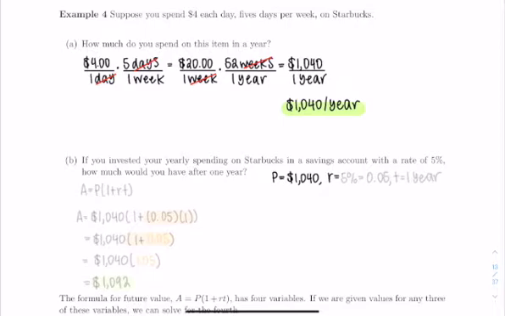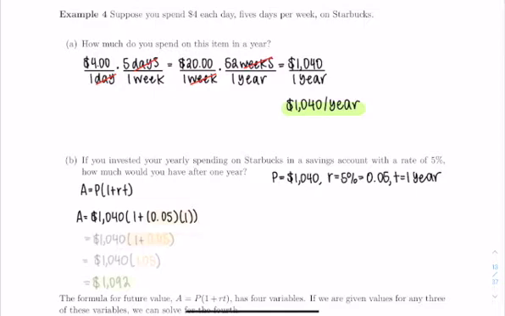Our interest rate would be the 5%, or we would write 0.05, and T would be 1 year. So let's go ahead and plug this into our formula. A equals P times 1 plus RT. We have our $1,040 times 1 plus 0.05 times 1.